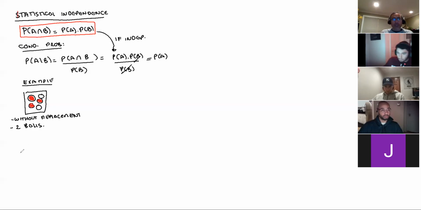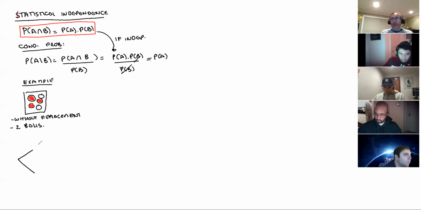Okay, so let's do something that's called a tree diagram. If I pick one ball randomly, this ball can be red or can be white, correct? So what is the probability of having a red in the first round?